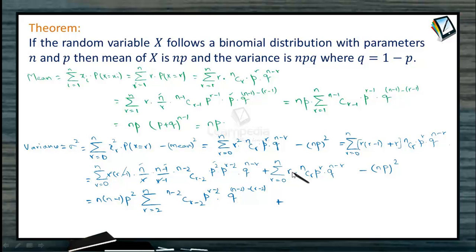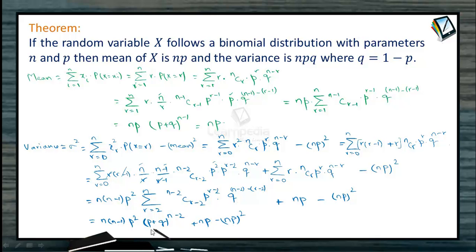Plus, look at the second term. Here r is a random variable, and r into nCr into p power r into q to the power of n minus r is nothing but the mean of the distribution. So this is nothing but np, minus the last term as it is, np whole square. Now look at the first term. Sigma r equal to 2 to n, n minus 2 Cr minus 2 p to the power of r minus 2 q to the power of n minus 2 minus r minus 2, is the binomial expansion of p plus q to the power of n minus 2, and n into n minus 1 into p square times this, plus np minus of np whole square.